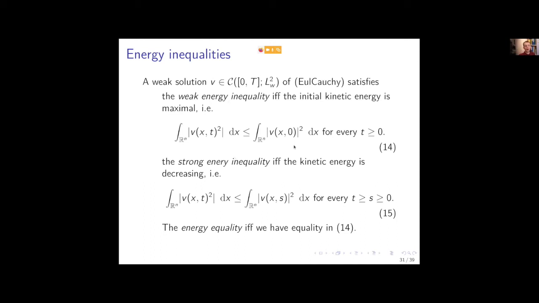Then we have the strong energy inequality, which is when the kinetic energy is monotonically decreasing, right? So not only does it have to be less than in the beginning, but it has to be monotonically decreasing.